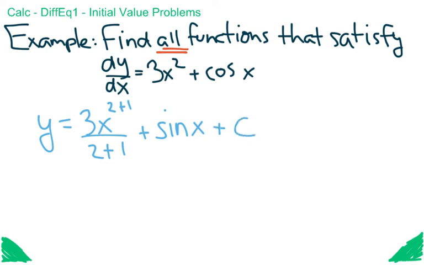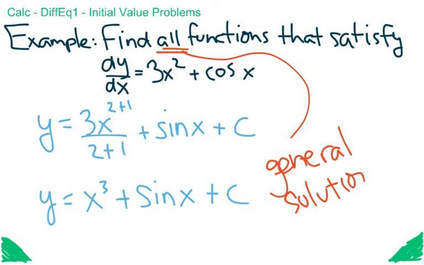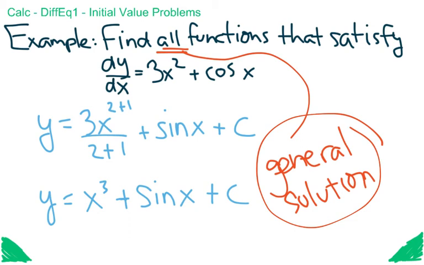Later on, things get a little bit tricky with whether we're calling little c or big C or some a value. But for now, we'll just simplify this and we'll say that the solution to that differential equation is x to the 3rd power, because the 3's cancel, plus sine x plus c. And that is what's called a general solution, not a particular solution. The general solution always has some c value in there.